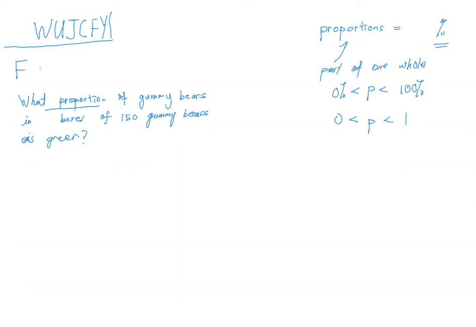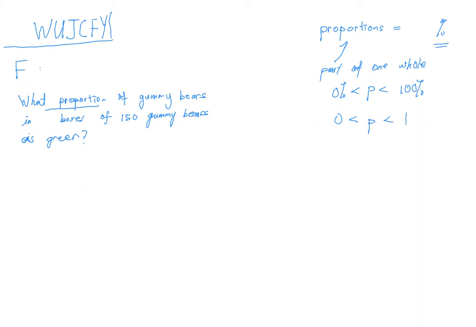I never go and count before, so how am I going to judge? Do we do probability, like how many total different types of colors the gummy bear could be? I don't care about the other colors. I just want to know green. Green or not green only. I just want to know the proportion of green only. Other colors, I'm not interested. What proportion of gummy bears in the boxes of 150 are green?